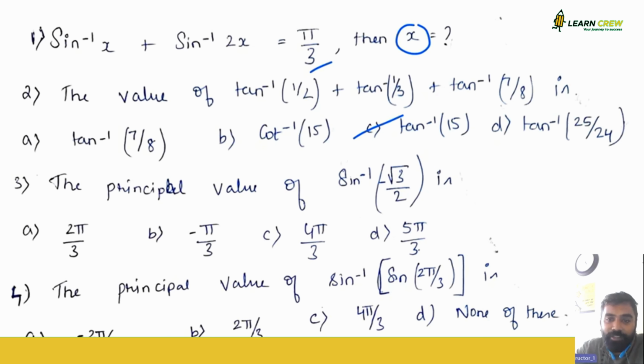The principal value of sine inverse of minus root 3 by 2. Sine inverse of minus root 3 by 2. You need to find the principal value, which means what is the angle?